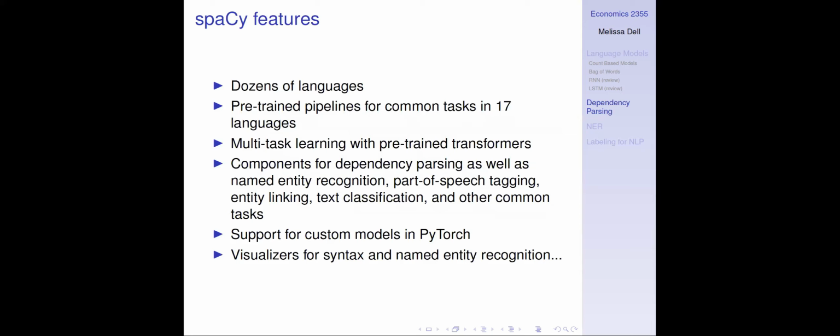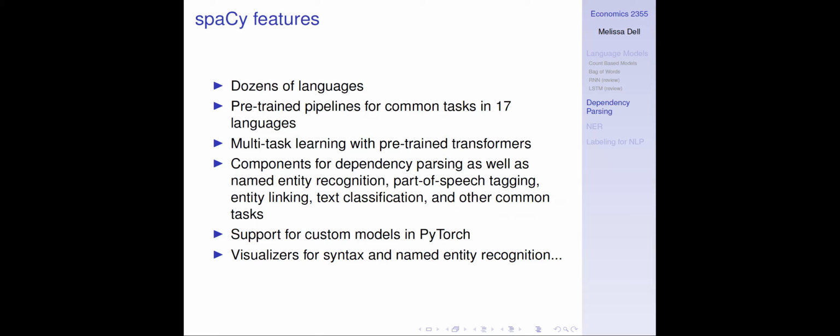So it has dozens of languages, pre-trained pipelines for common tasks, like dependency parsing in 17 languages. And so you can already see the pipeline they go through, which is really helpful. Multitask learning with pre-trained transformer-based models. So that's useful. Maybe you need to do dependency parsing and you want to tag parts of speech and you want to recognize named entities.